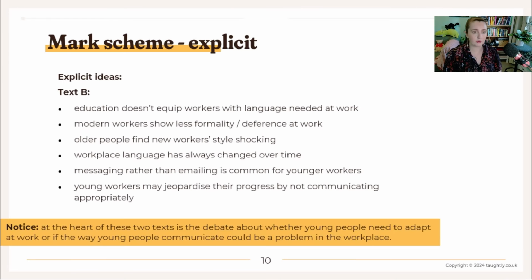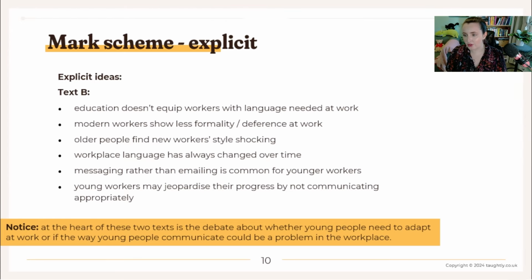And explicit ideas from text B. Education doesn't equip workers with language needed at work. Modern workers show less formality and deference at work. Bowing down. Older people find new worker style shocking. Let them be shocked, I say. Workplace language has always changed over time. Messaging rather than emailing is common for younger workers, and younger workers may jeopardise their progress by not communicating appropriately. So again, this is just summary.